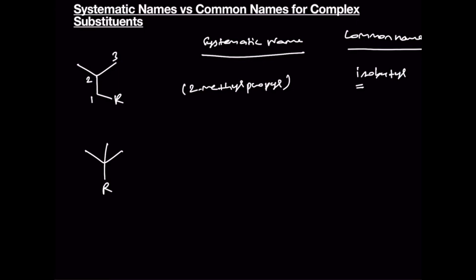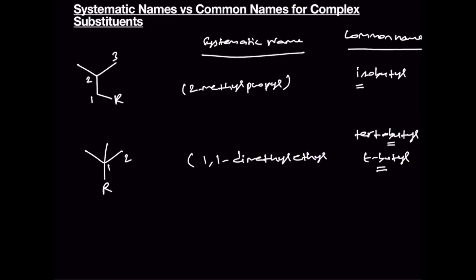This is the tertiary butyl, that is the common name. We write it as tert butyl, tert hyphen butyl or T butyl. It is alphabetized with the B, not T. Okay. So, 1, 2, and therefore, the systematic name for this is 1, 1 dimethyl ethyl.